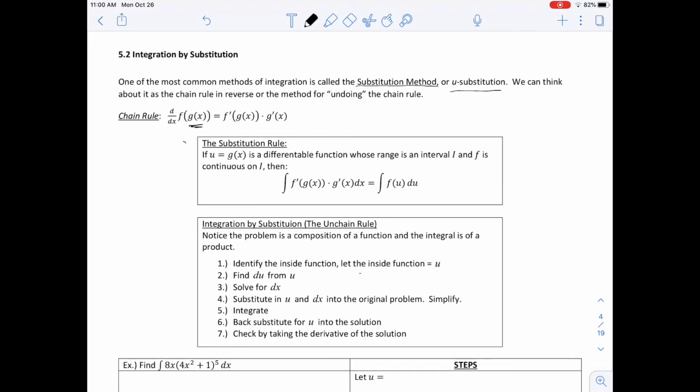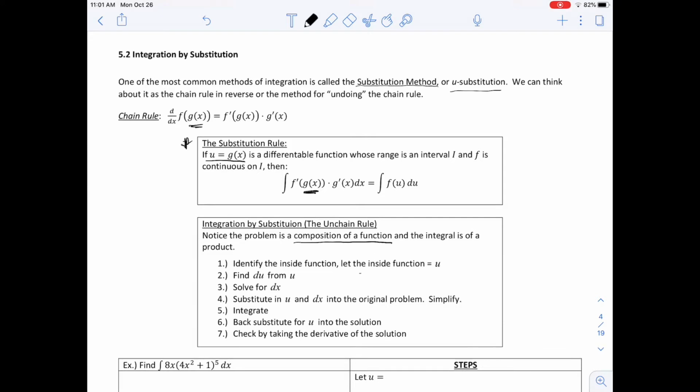So we have the substitution rule. Give that a star. This says if u equals g of x is a differentiable function whose range is the interval I and f is a continuous function on I, then the integral of f prime of g of x times g prime of x dx, and notice that g of x is our inside function, is just going to be equal to the integral of f of u du. The next thing that we have is integration by substitution, or the reverse chain rule. It says notice the problem is a composition of functions, so there is an inside function and an outside function, and also the integral is of the product.